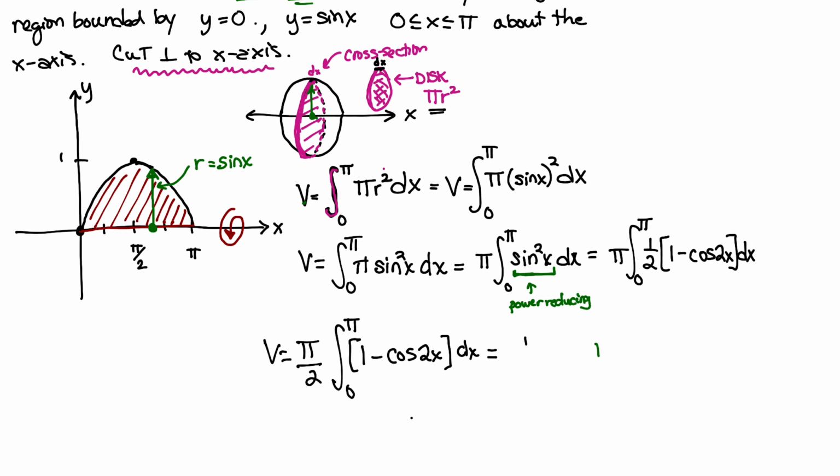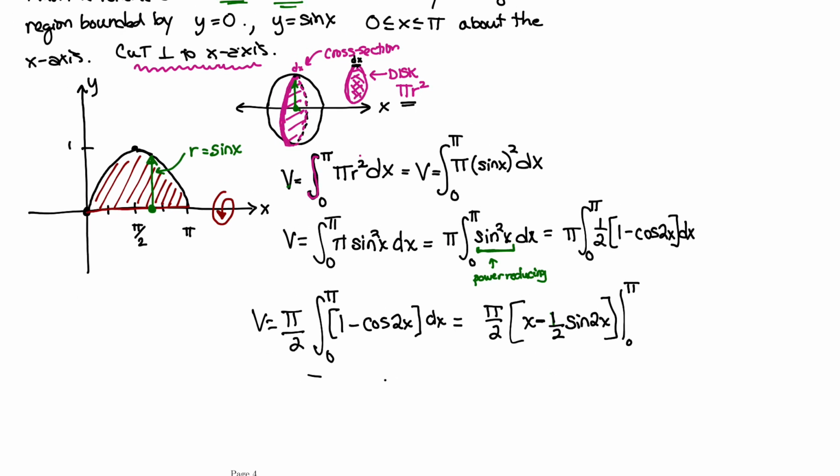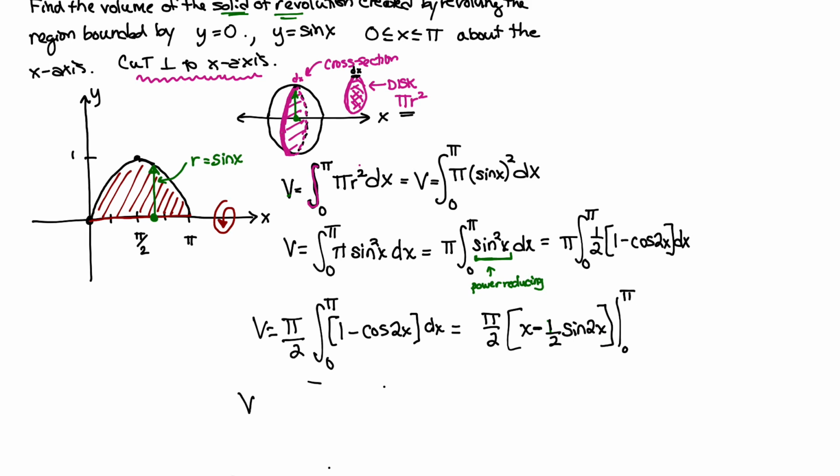Antiderivative of 1 is x, and then minus the antiderivative of cosine of 2x. Is it sine of 2x over 2, or 1/2 sine of 2x? Beautiful. And then we're going from 0 to pi, so we have to plug in top limit minus bottom limit. So we get that the volume is pi over 2.